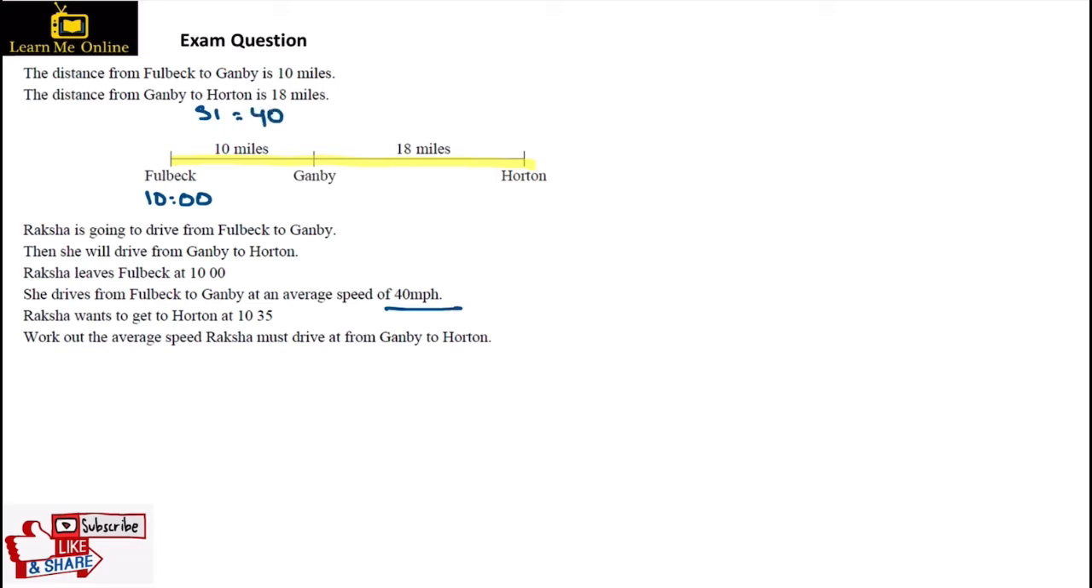Raksha wants to get to Harton at 10:35. Now she wants to reach here at 10:35. So this says to work out the average speed Raksha must drive at from Ganby to Harton. So this speed we know already. We are finding out this speed now, which is S2.